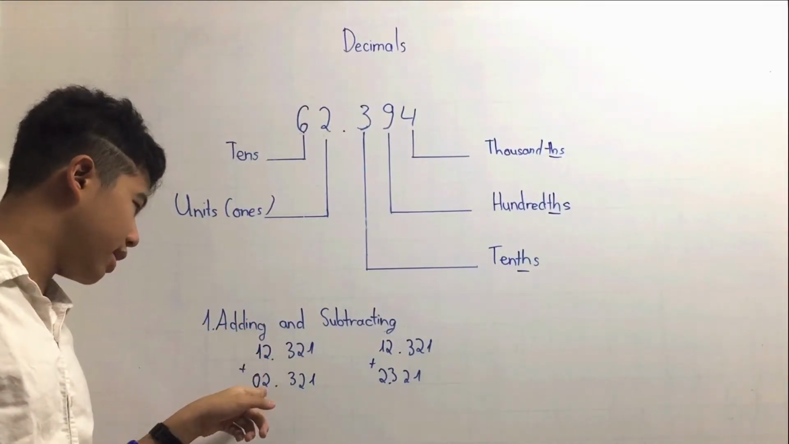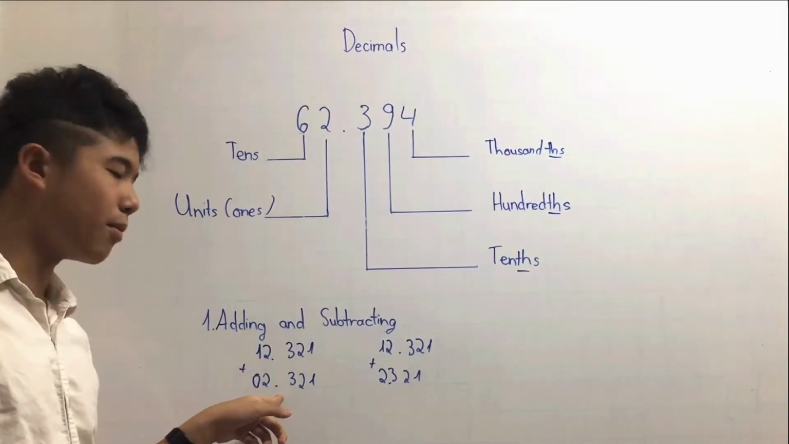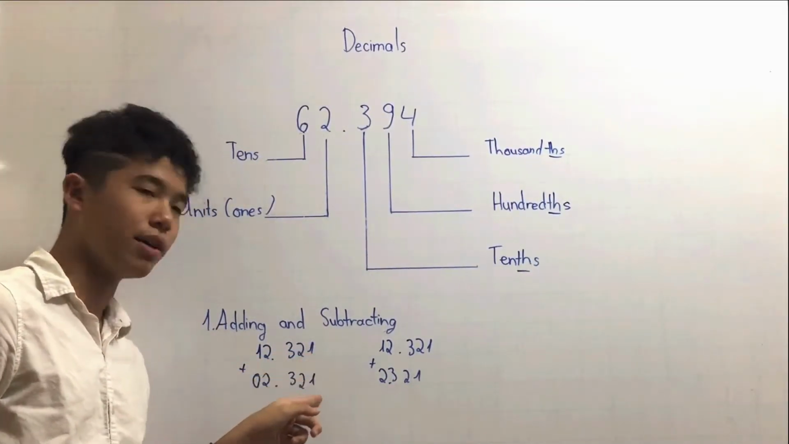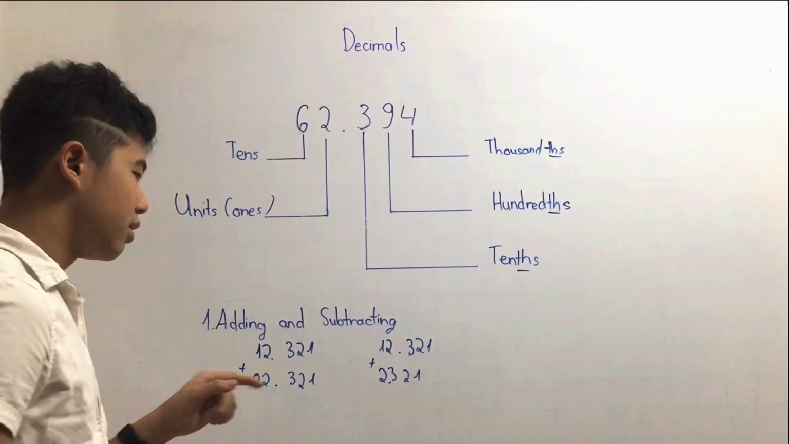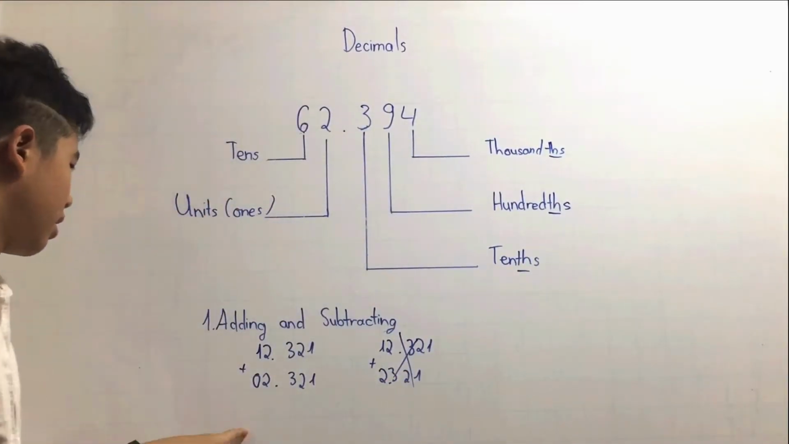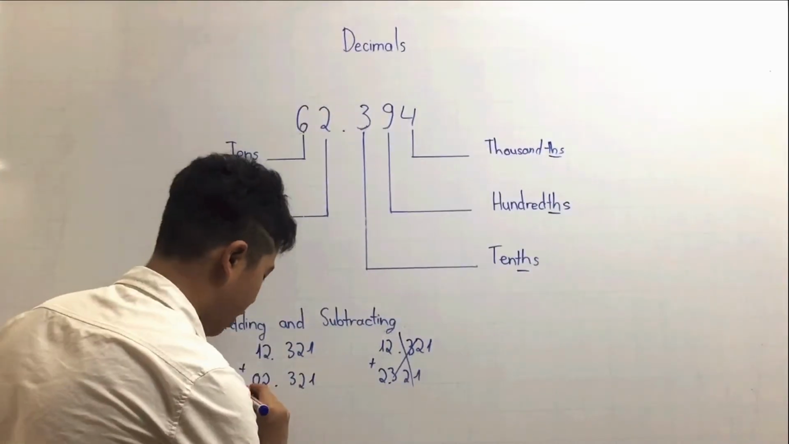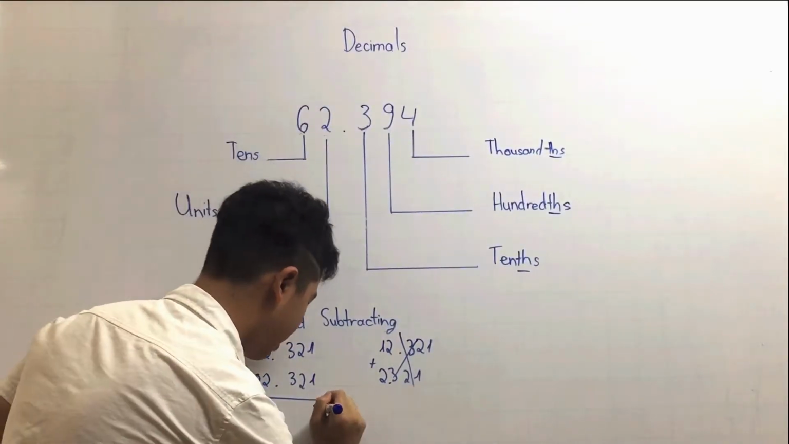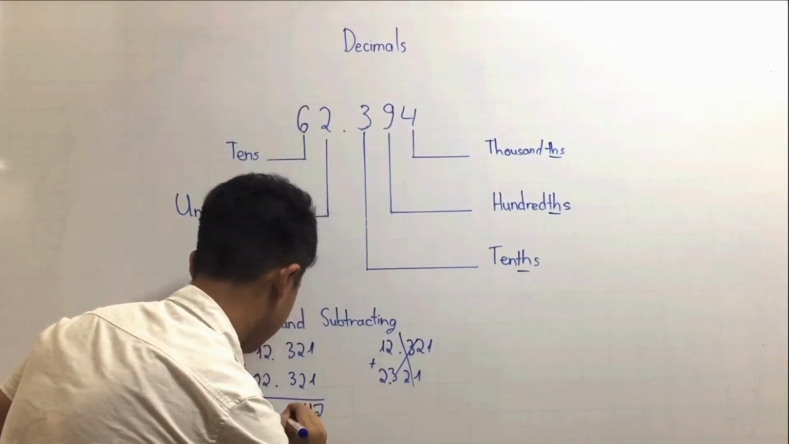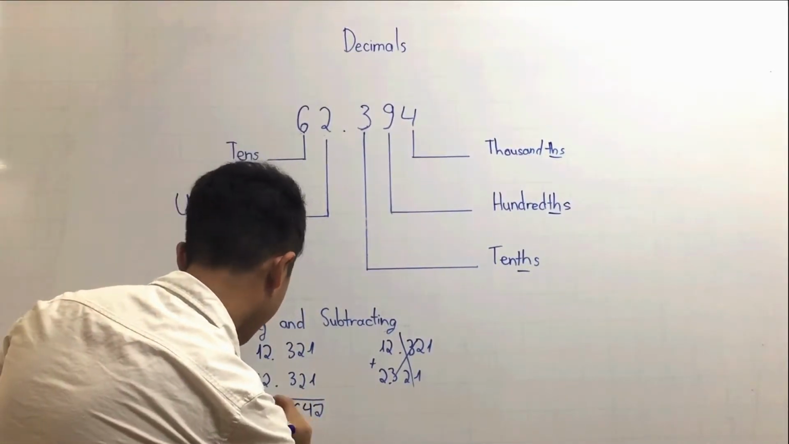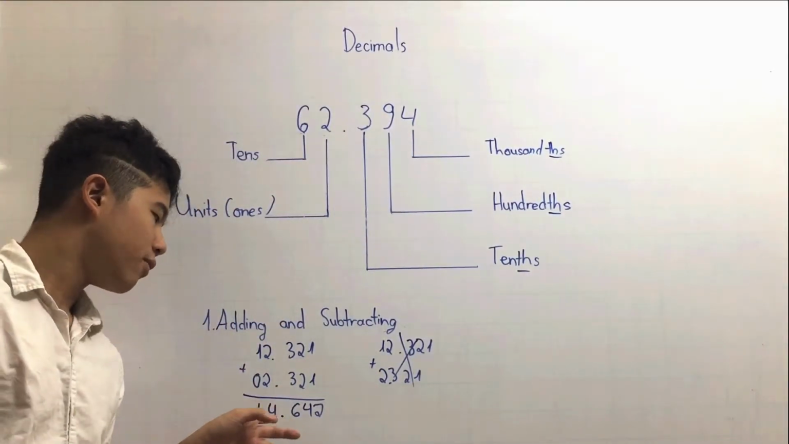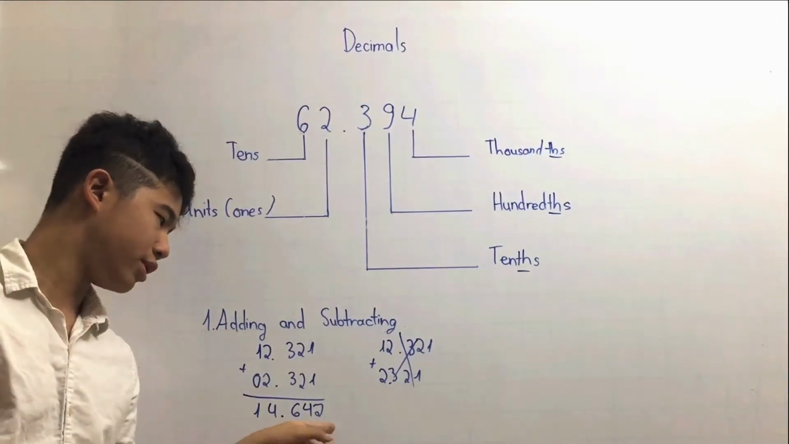The units go under the units, decimal point under decimal point, tenths under tenths, hundredths under hundredths, and thousandths under thousandths. Do not write it any other way. Then just add them as we usually do: 1 plus 1 is 2, 2 plus 2 is 4, 3 plus 3 is 6, 2 plus 0 is 2, and 1 plus 0 is 1. This is 14.642.